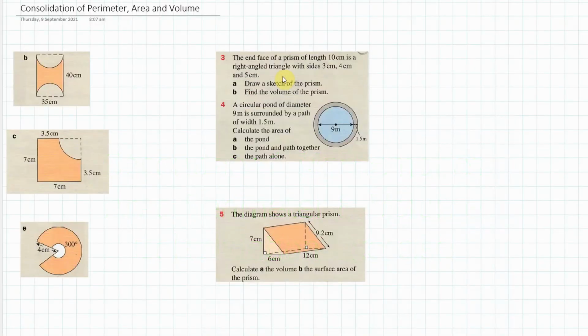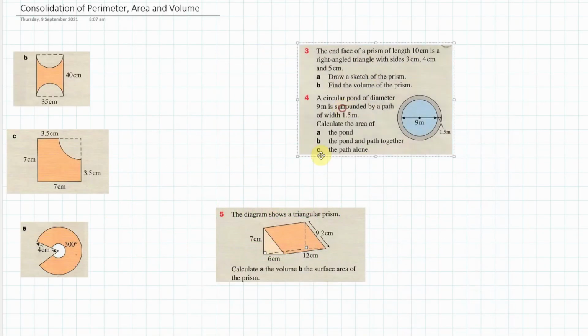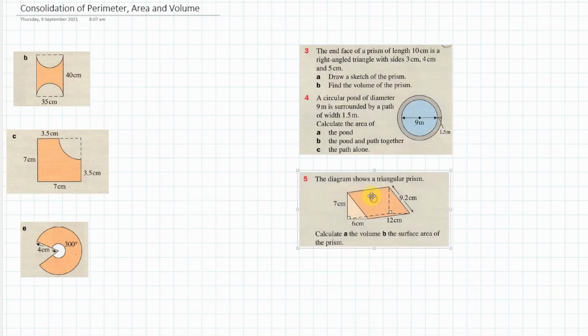Alright, you geniuses, we're going to do some consolidation work today. Let's see how we get on with this. The first questions here from section 1, we are trying to find both the area and the perimeter of these shapes. So I'm going to start with working out the area for B.